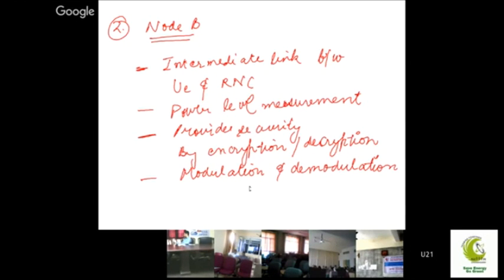Our signal is very small. We have to amplify the signal with the help of modulation techniques like BPSK, QPSK. With the help of these modulation techniques, we could amplify our signal and transmit it over a long distance range to the core networks.